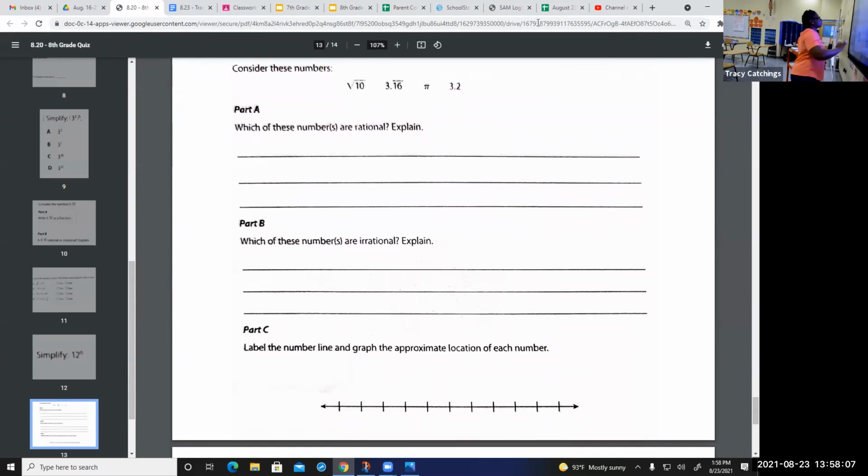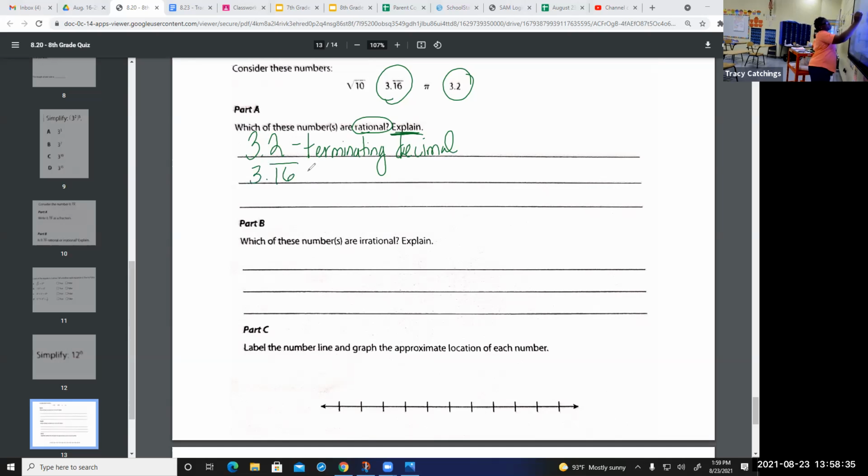All right, the next one said, consider these numbers. We got the square root of 10, 3.16 repeat, pi, and 3.2. The first one said, recognize numbers that are rational. Rational numbers are repeated decimals and any standard decimal. So you could have said 3.2. It's a terminating decimal. And then notice it told you to explain. Some of you didn't do your explanations. And then you should have said 3.16 repeat because it is a repeated decimal.